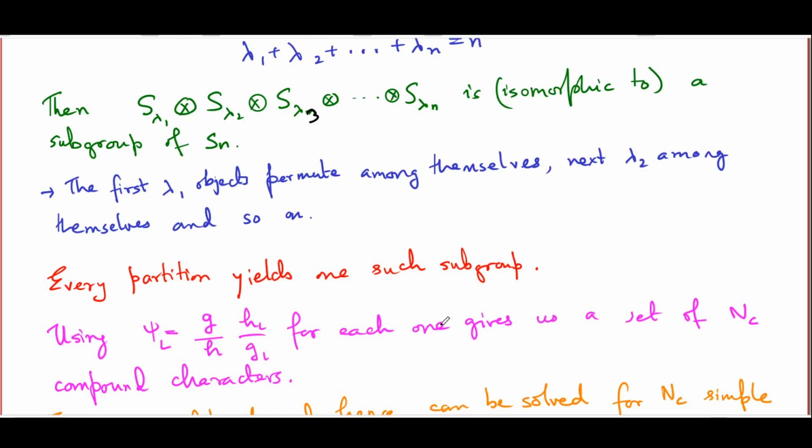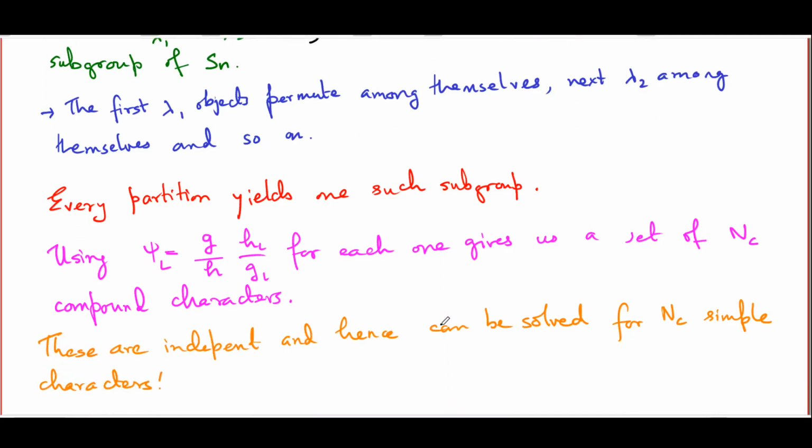Remember, NC, the number of classes, happens to be exactly equal to the number of simple characters that any group has. It will turn out that these compound characters we get are all linearly independent, and they are of course linear combinations of the NC simple characters, and we can actually work out each one of the simple characters just from these compound characters directly. The proof of this is a bit involved, and we are going to cover the proof in the next lecture.